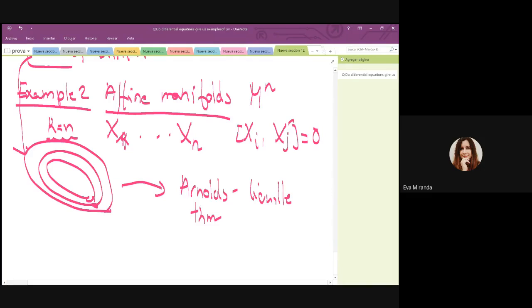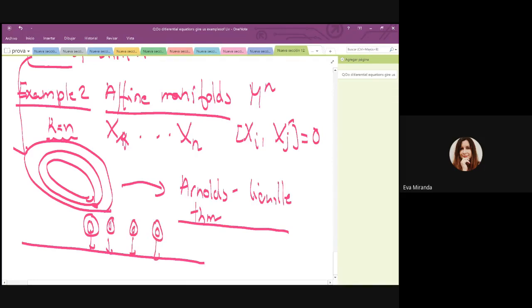And this theorem is fantastic. It's going to tell us that if you have an integrable system such that the fiber is compact, first this fiber is a torus, and then you have a fibration by tori. That's fantastic. And we're going to be able to prove this using a group action.